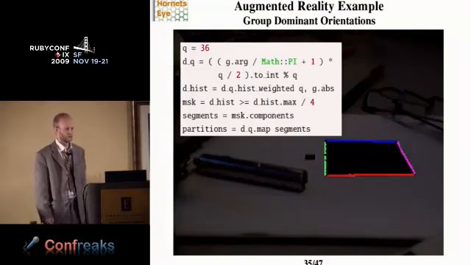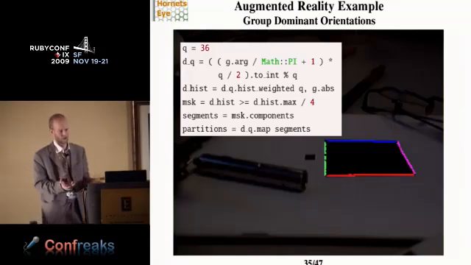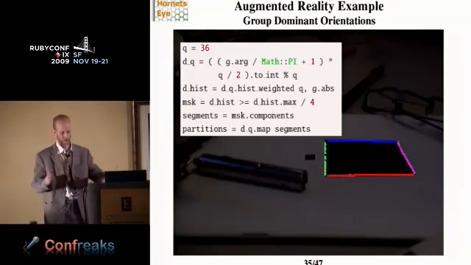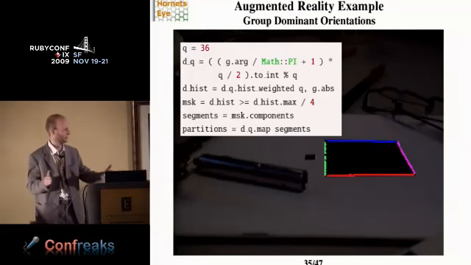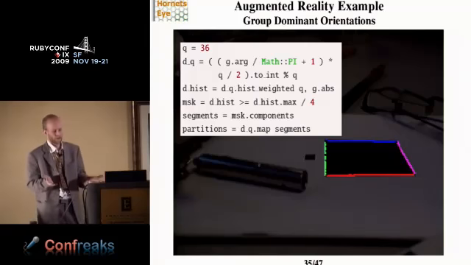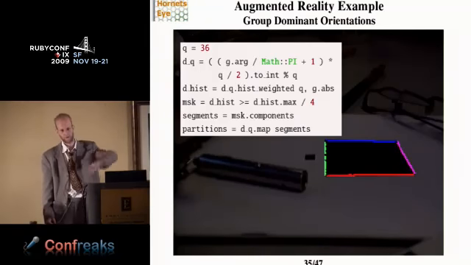So now I try to detect dominant orientations. In order to do that, I compute the argument of the gradients. The complex argument is, in this case, the gradient angle. And then I quantize this into 36 bins. And I create a histogram. If this is a rectangle, you should end up with a histogram with 4 peaks.